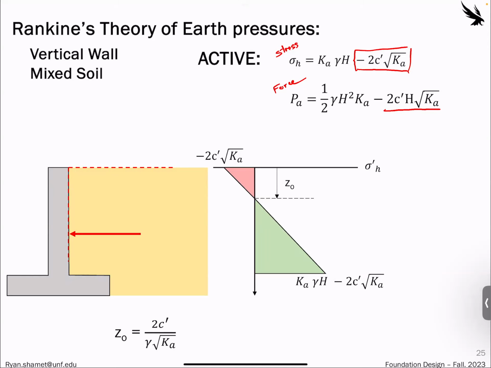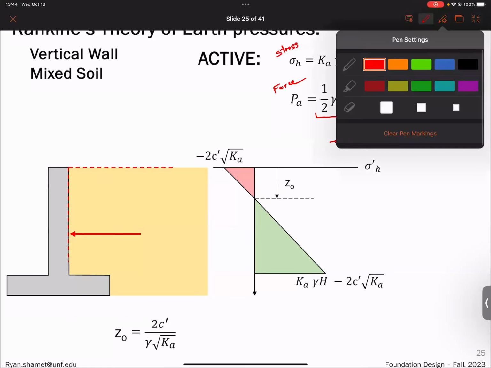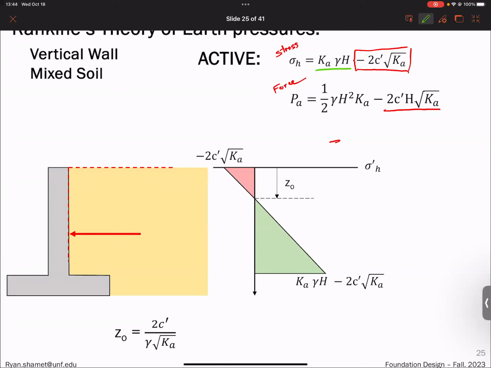So remember, this here is a function of depth, and it increases with depth as we go down. So there's some point, Z, depending on the value of cohesion, where we actually have a neutral plane, a neutral point, where we would technically have tension, and then active conditions here as well.